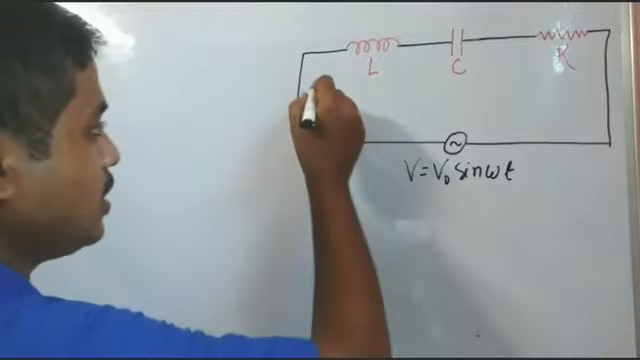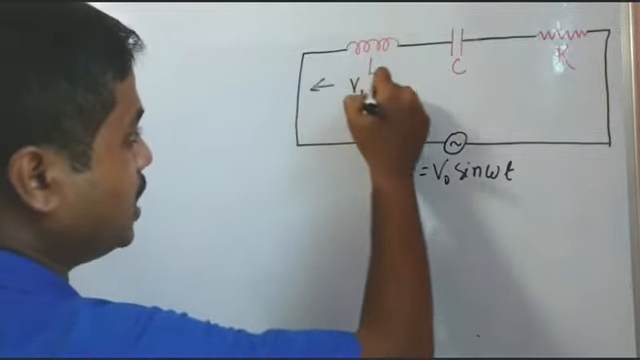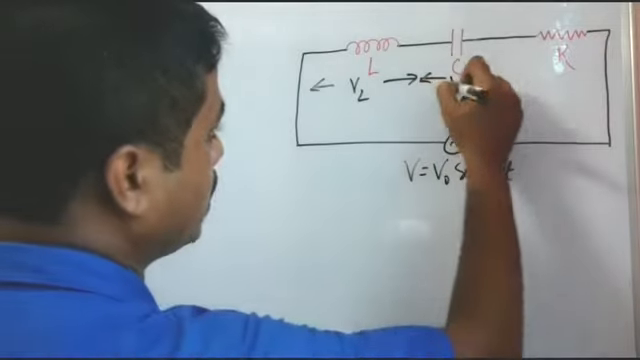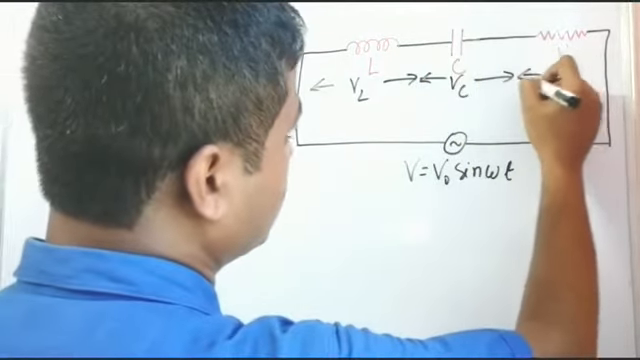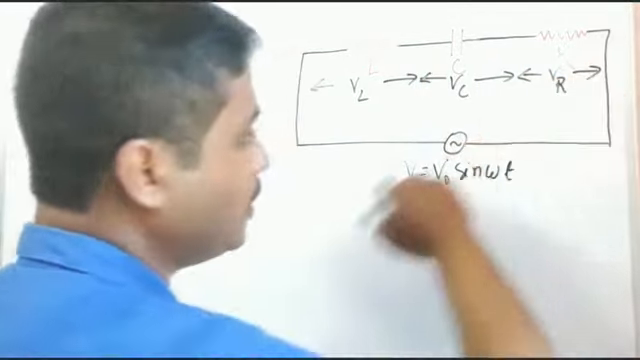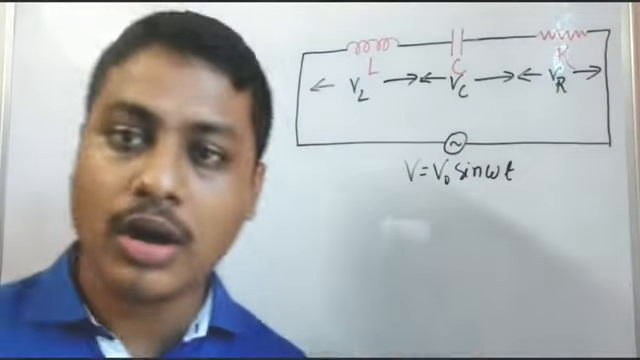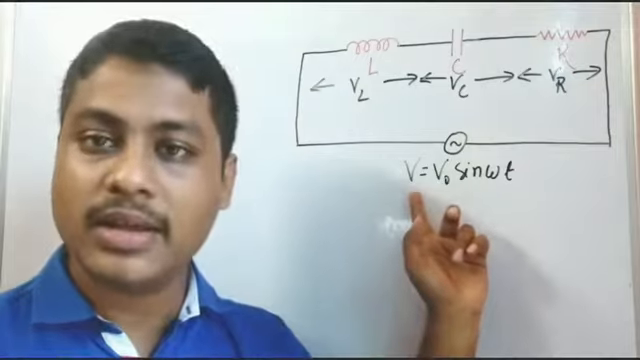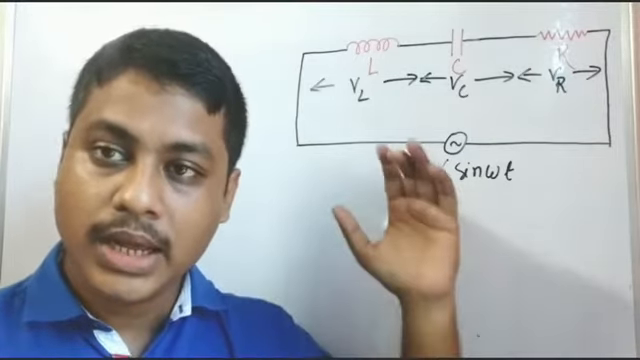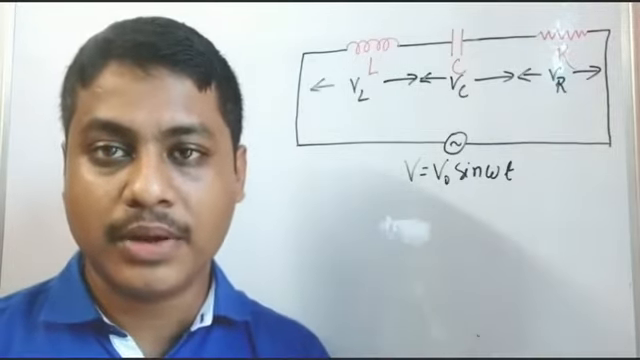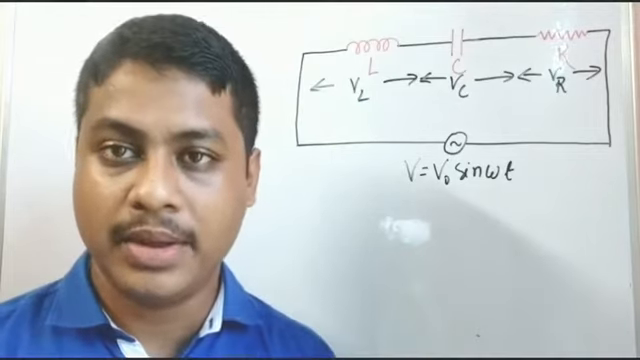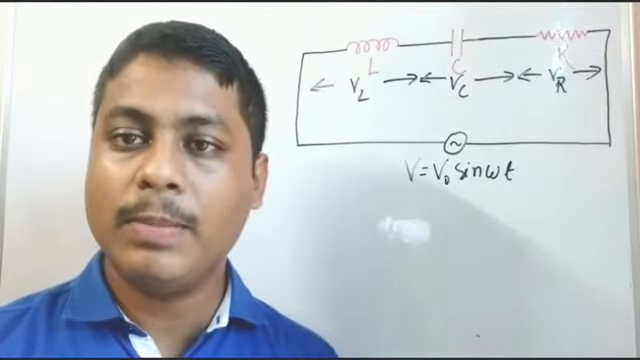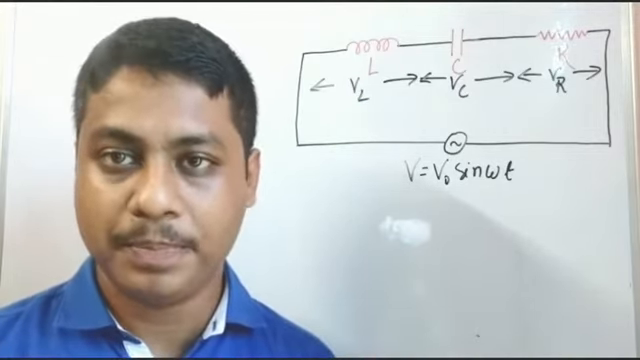If it is a series connection, the voltage across the inductor, the voltage across the capacitor and the voltage across the resistor will be different. If I add all three voltages, I'll get the total voltage, that is this. Now we need to go back a little bit because we have done the phasor diagram. By using a phasor diagram, we'll be finding a relation here.